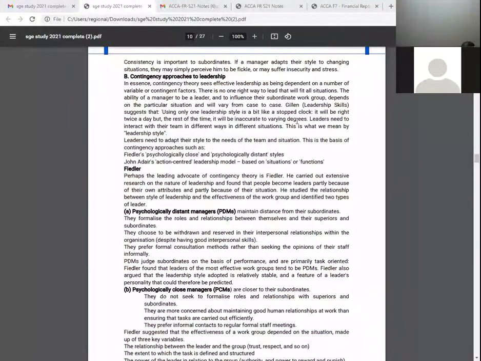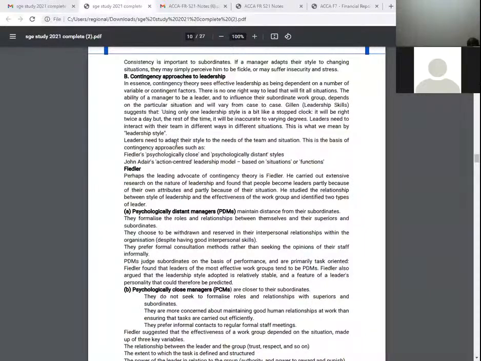Leaders need to interact with their team in different ways, in different situations. This is what we mean by leadership style. Leaders need to adapt their style to the needs of the team and the situations. This is the basis of contingency approaches, such as Fiedler's psychologically close and psychologically distant styles.